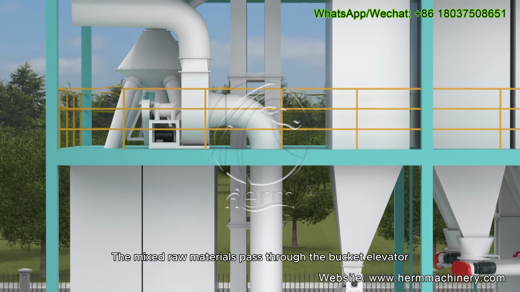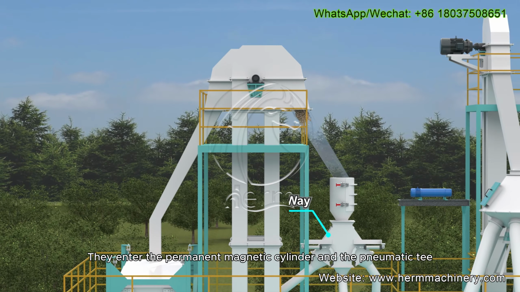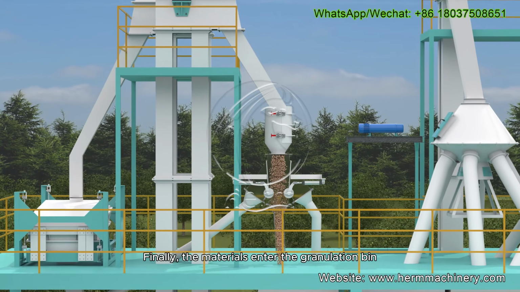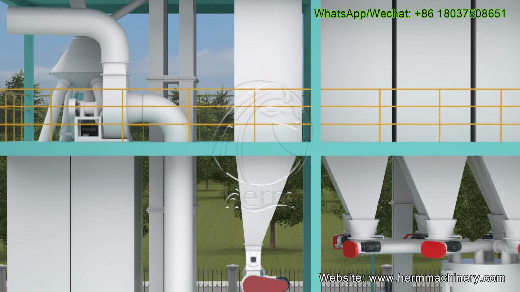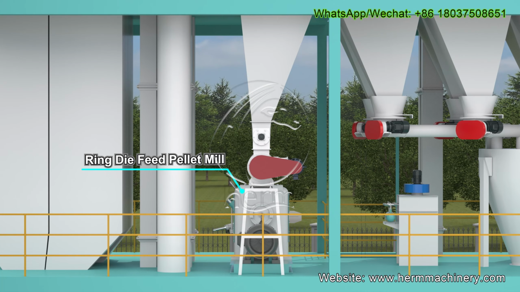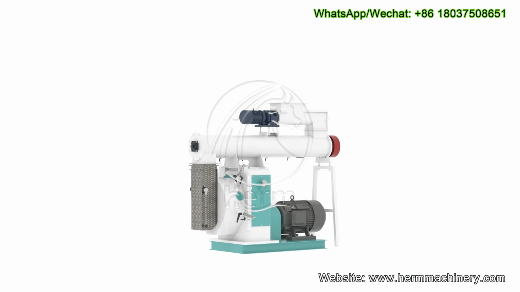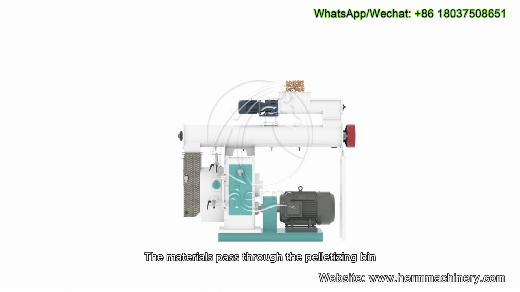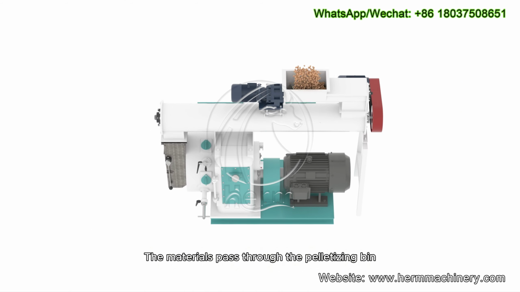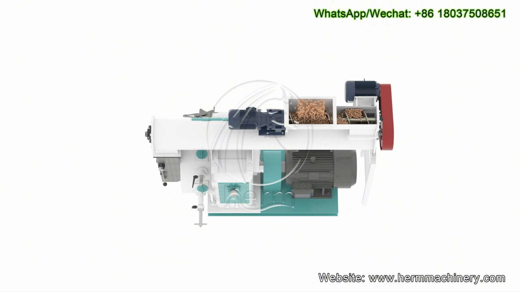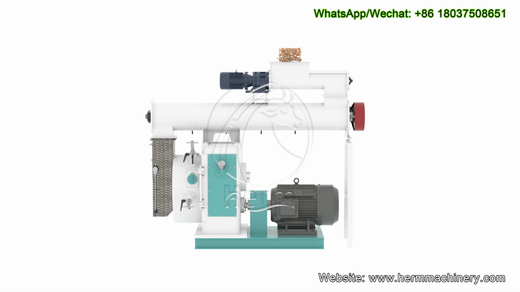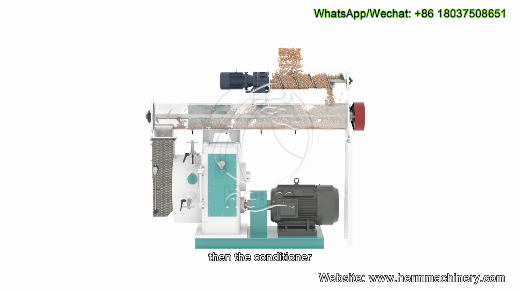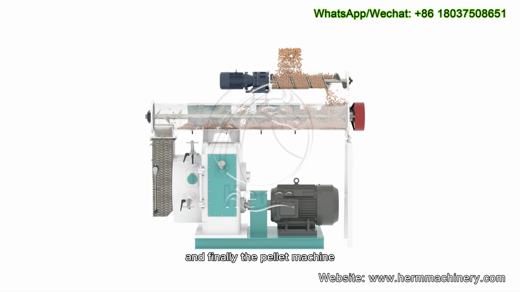The mixed raw materials pass through the bucket elevator. They enter the permanent magnetic cylinder and the pneumatic T. Finally, the materials enter the granulation bin. The materials pass through the pelletizing bin. They enter the feeder, then the conditioner, and finally, the pellet machine.